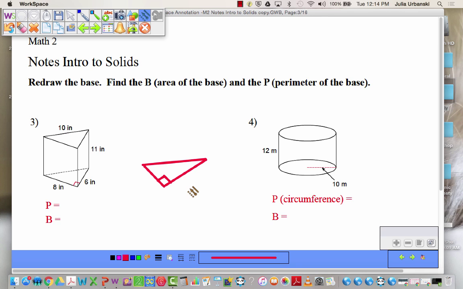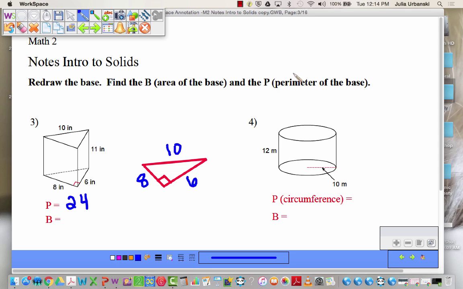Alrighty. What can I put right here? Look at the picture. 10. What can I put right here? 10. That side 6. And then this side, doesn't matter if my drawing's not perfect. This side is 8. Okay, that's pretty easy to find that perimeter. What would the perimeter be? 24.